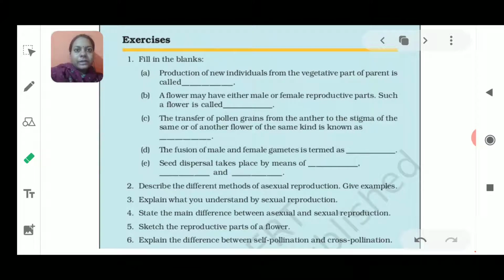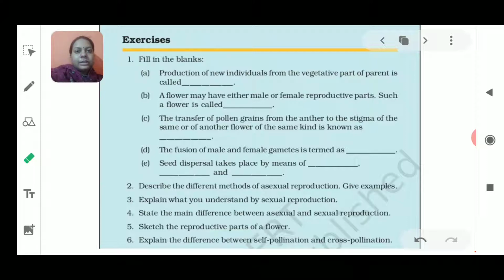Before starting today's video, I would like to tell you all that till now what all things we have discussed in this chapter. So we have started with the concept of reproduction in this chapter, where I have told you that it is a process by which a new individual is being created or grown. In plants there are two modes of reproduction: one is the sexual mode and the other is the asexual mode of reproduction.